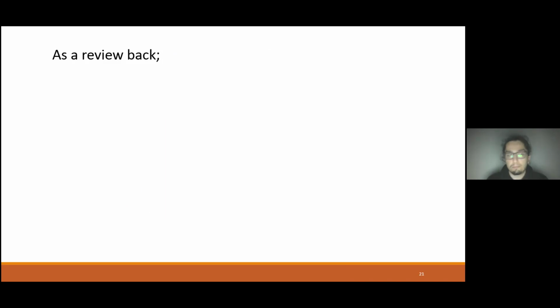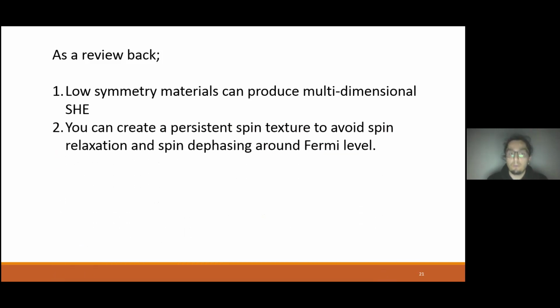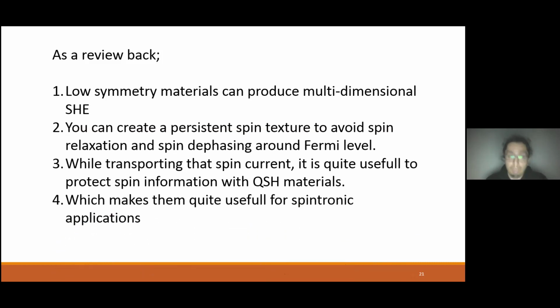As a review, low symmetry materials can produce the multidimensional spin Hall effect. You can create a persistent spin texture to avoid spin relaxation and spin dephasing around the Fermi level. While transporting that spin current, it is quite useful to protect spin information with quantum spin Hall materials, which makes them quite useful for spintronic applications.